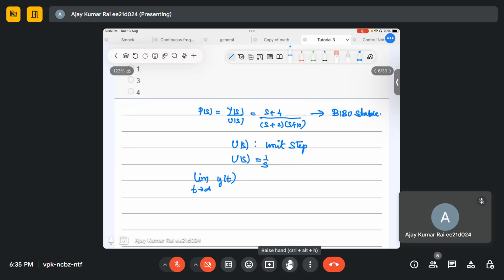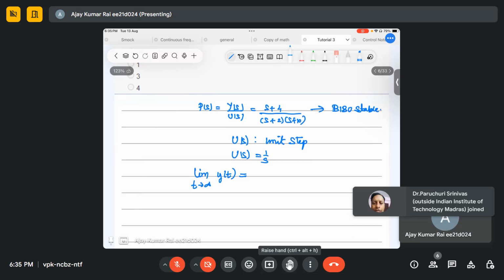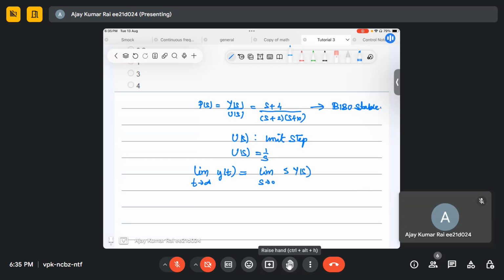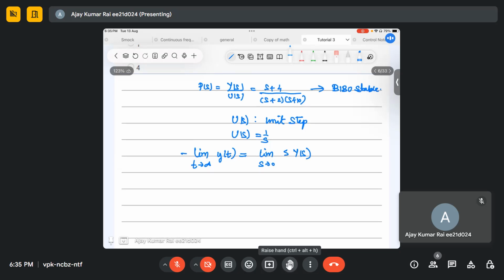Okay, so what we can do, we have learned a very important theorem, right? That is called the final value theorem. To find out the steady state value, we can apply the final value theorem. So what is that final value theorem? Limit s tends to 0, s into y of s. You'll get the value, which will be equal to this. So this is the steady state value.